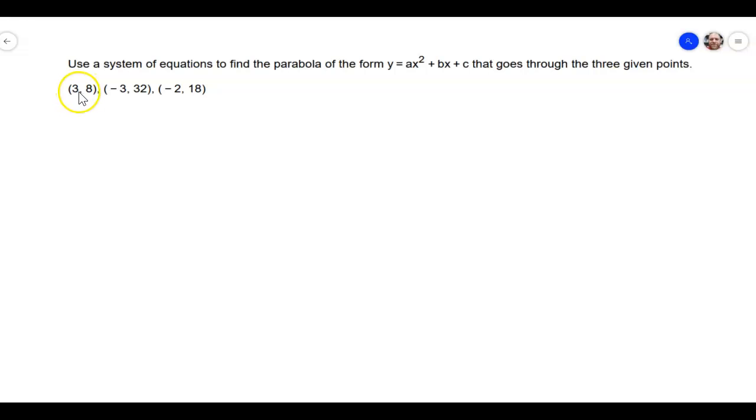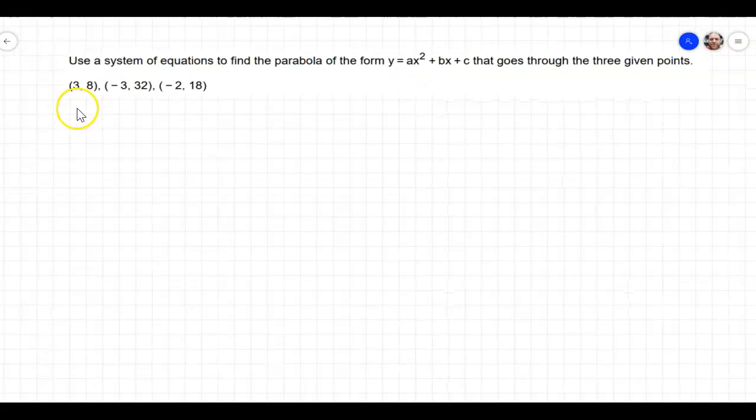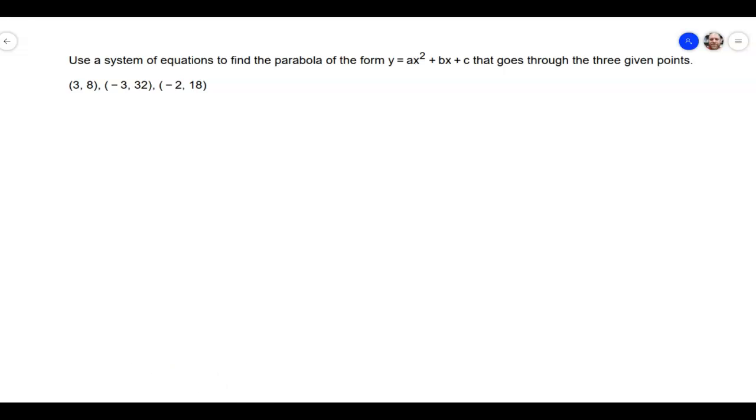So doing the first one, the first point here is (3, 8). So the x value is 3 and the y value is 8. So I'm going to go up to this equation. I'm going to replace the y with 8 and the x with 3. That's going to give me 8 is equal to 3 squared is 9, so that's 9a plus 3b, and then plus c.